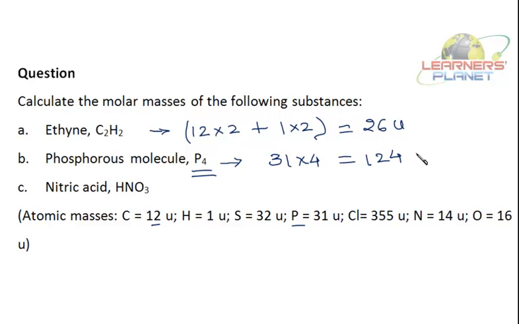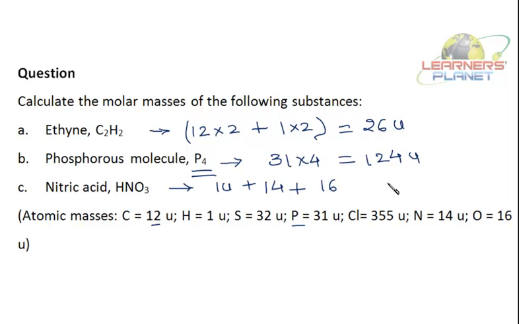124 units. Likewise, the molecular mass of nitric acid. What is the mass of hydrogen? 1 unit. Plus the mass of nitrogen, 14 units. Plus the mass of oxygen, 16 units.